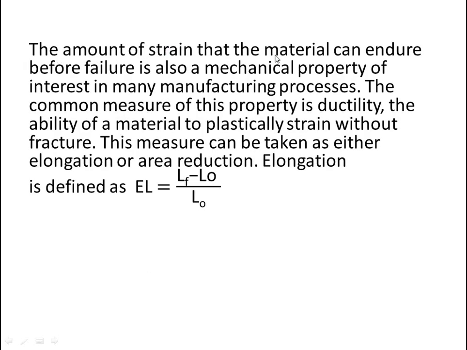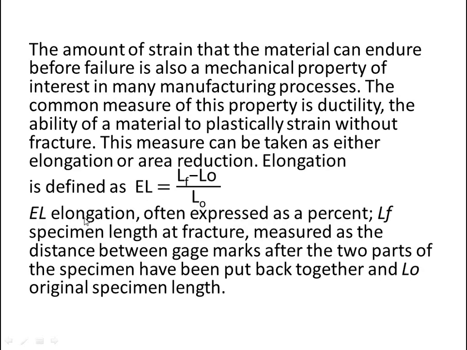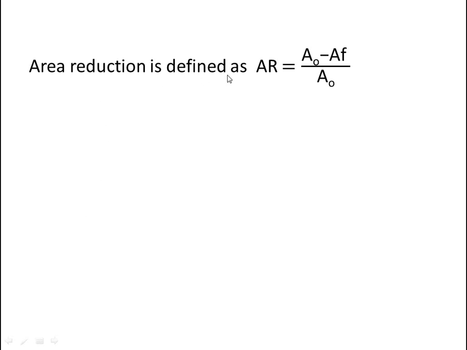The amount of strain that the material can endure before failure is also a mechanical property of interest in many manufacturing processes. The common measure of this property is ductility, the ability of a material to plastically strain without fracture. The measure can be taken as either elongation or area reduction. Elongation is defined as (LF minus L0) divided by L0, where LF is the final length and L0 is the initial length. Area reduction is defined as AR equals (A0 minus AF) divided by A0, where A0 is the initial area and AF is the final area.